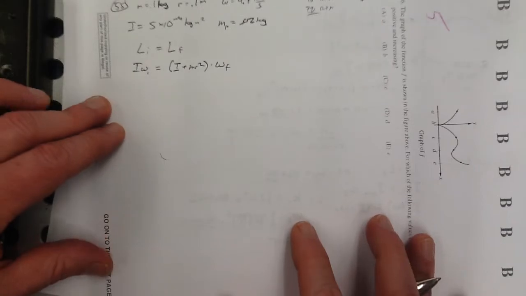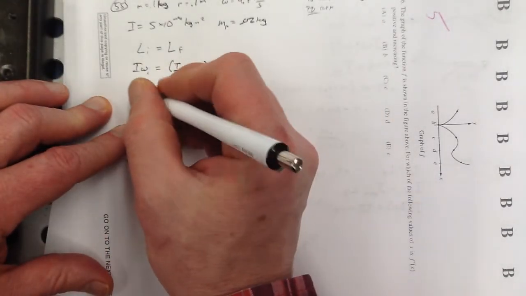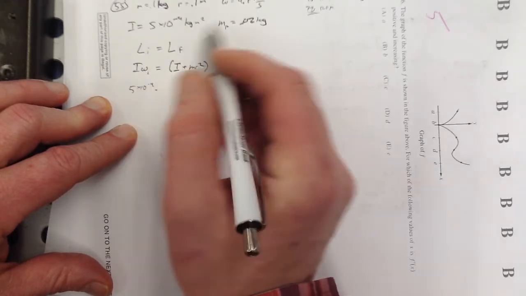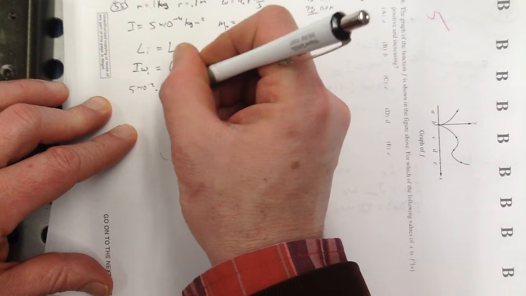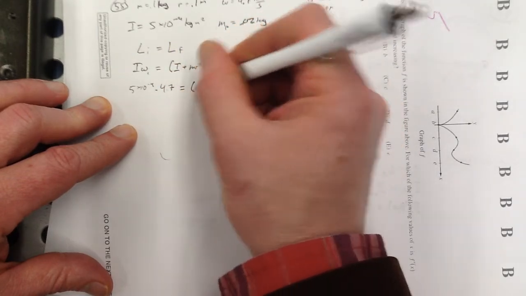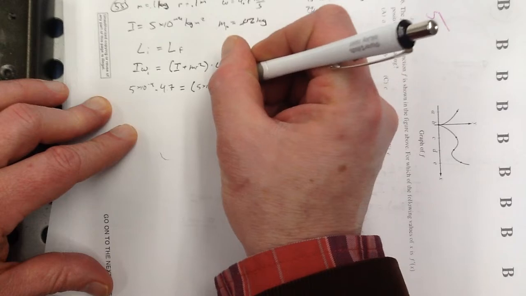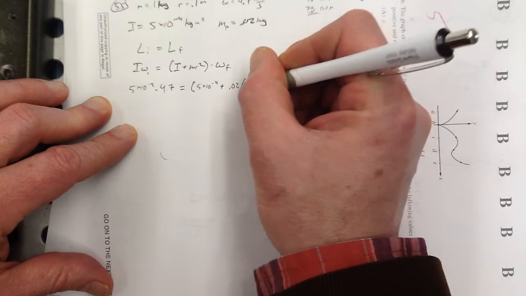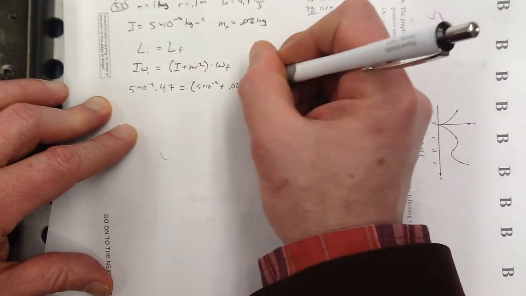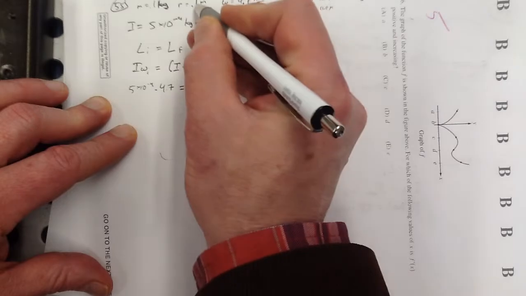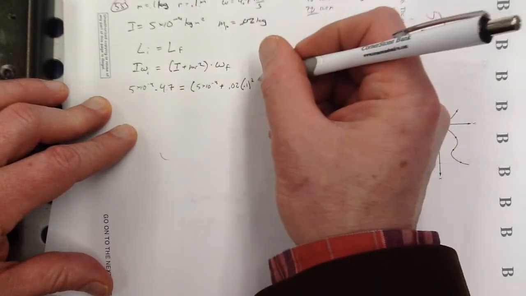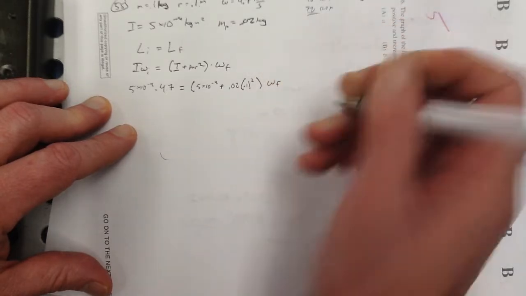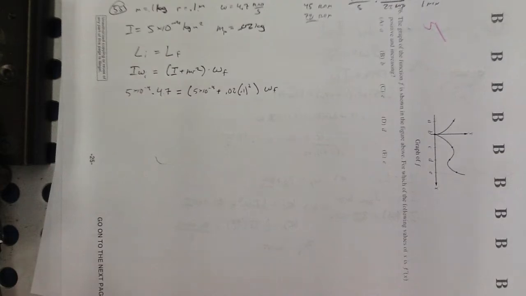So that should be real easy for us to do, I think. So I got 5 times 10 to the negative 4th times 4.7 is equal to 5 times 10 to the negative 4th plus m r squared, right, because it's stuck to the edge of the record, so that's like at the full radius there. I plus mr squared times the final angular velocity.